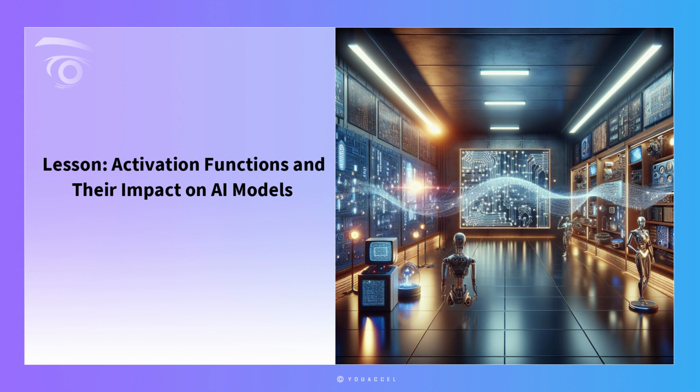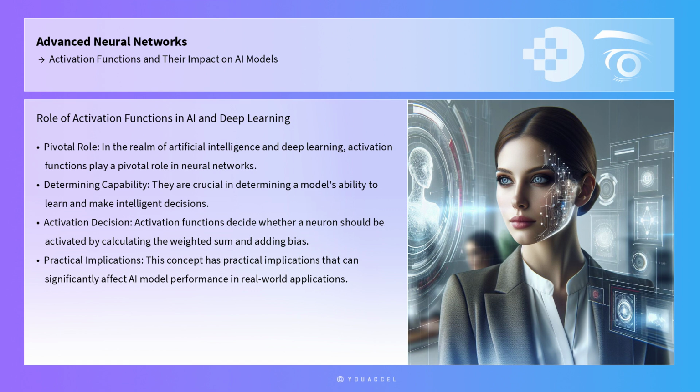Lesson: Activation functions and their impact on AI models. In the realm of artificial intelligence and deep learning, activation functions play a pivotal role in the development and effectiveness of neural networks. They are crucial in determining a model's ability to learn and make intelligent decisions. Activation functions decide whether a neuron should be activated or not by calculating the weighted sum and adding bias.